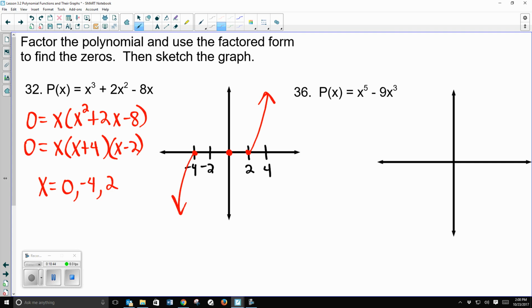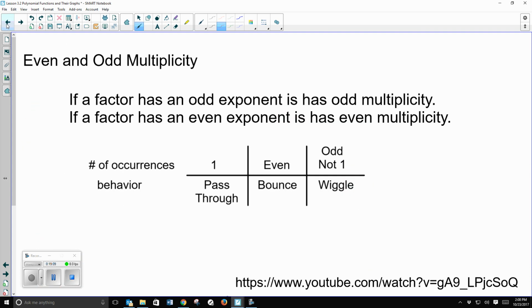Now we have to figure out what's going on in between. Here's where that little chart comes in handy. So let's look back here. First of all, the multiplicity of each factor has to do with the exponent that belongs with each factor. This has an exponent of 1, this has an exponent of 1, this has an exponent of 1. They all have an exponent of 1, which means the number of times the zero occurs, each one occurs once, so they pass through. If it was squared, there would be a bounce like a parabola.